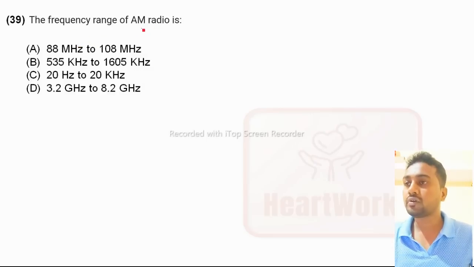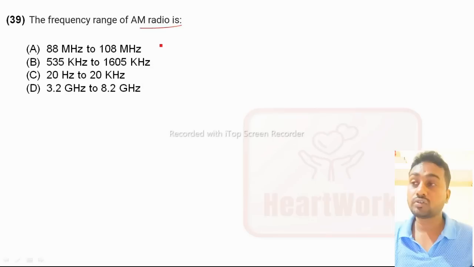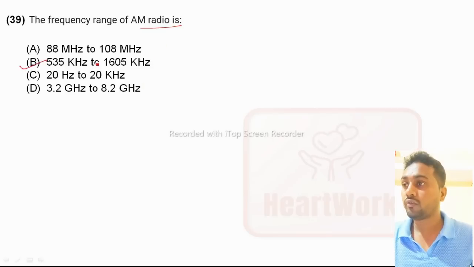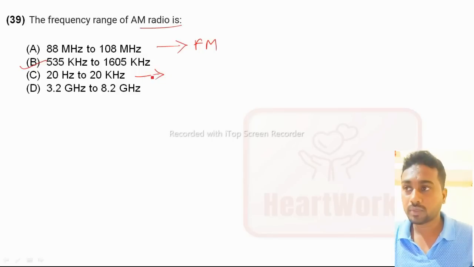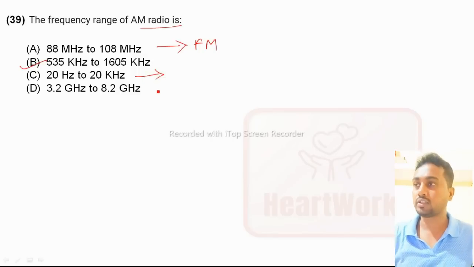Now the frequency range of AM radio. The frequency range of AM radio is 535 kilohertz to 1065 kilohertz. If we talk about 88 megahertz to 108 megahertz, then this is the range of FM. And 20 hertz to 20 kilohertz is the audible frequency. By this only we can listen to all this.